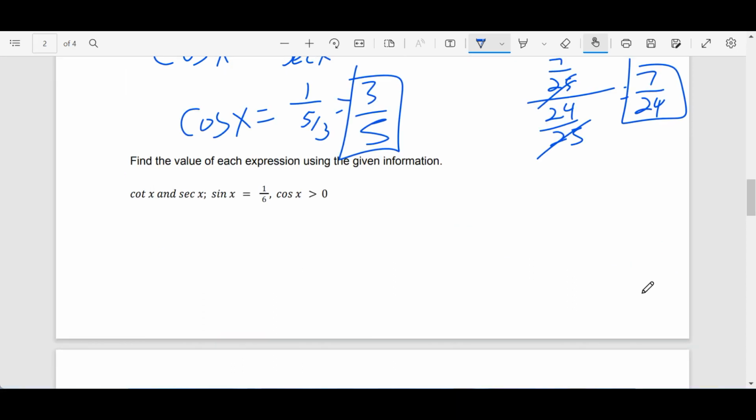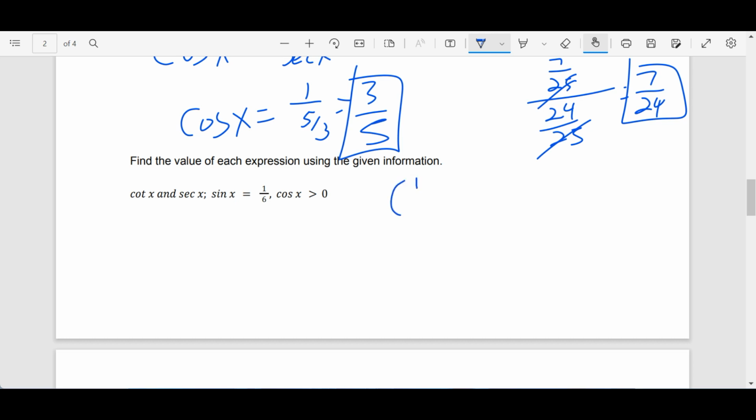Now, I want to find cotangent x and secant x, and I'm given sine x is equal to 1 over 6, and the fact that cosine x is greater than 0. So cosine x is positive. I know I'm going to need cosine in order to solve these two, right? And if you look at your Pythagorean identities, there's really nothing that's given that I can do right away, other than find what I said I was going to find, and it's cosine.